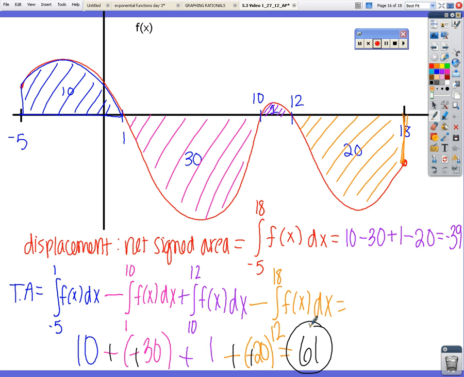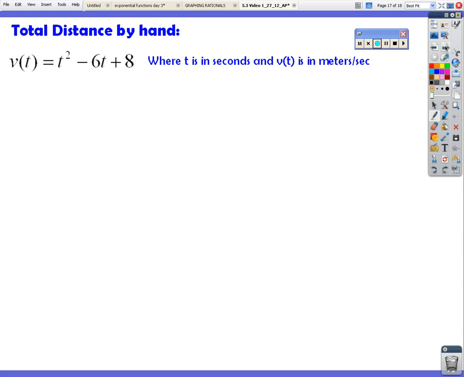So now I'm going to do an actual problem. I don't think it was too difficult. Let's see how I made it. So t squared minus 6t plus 8, where t is in seconds and v of t is in meters, and we're going to find the total distance traveled from 0 until 2. So what I'm going to actually do first is the displacement from 0 to 2 seconds. So what does that look like?